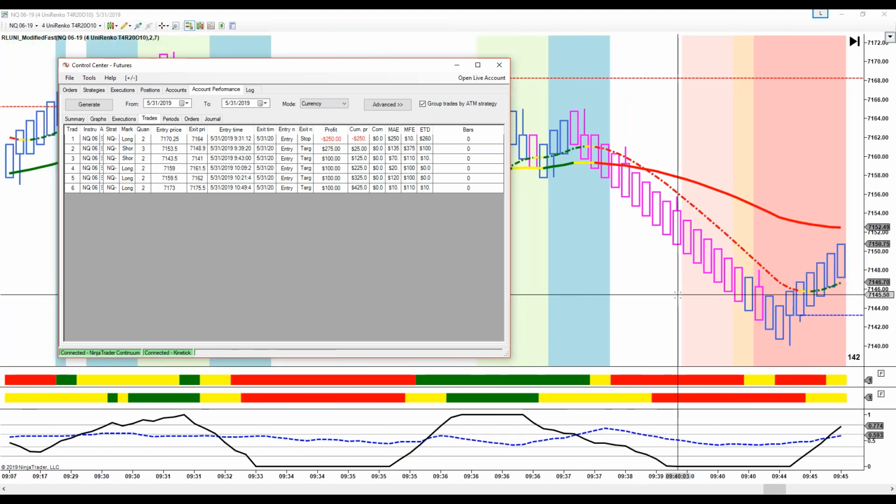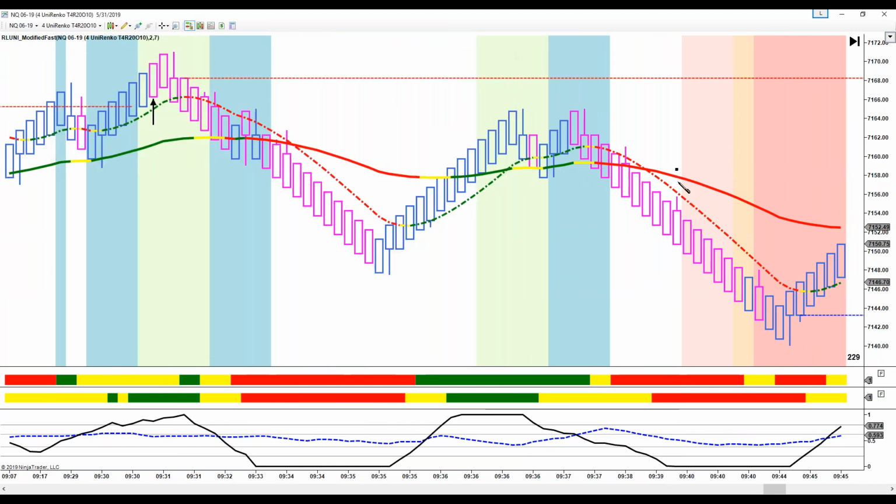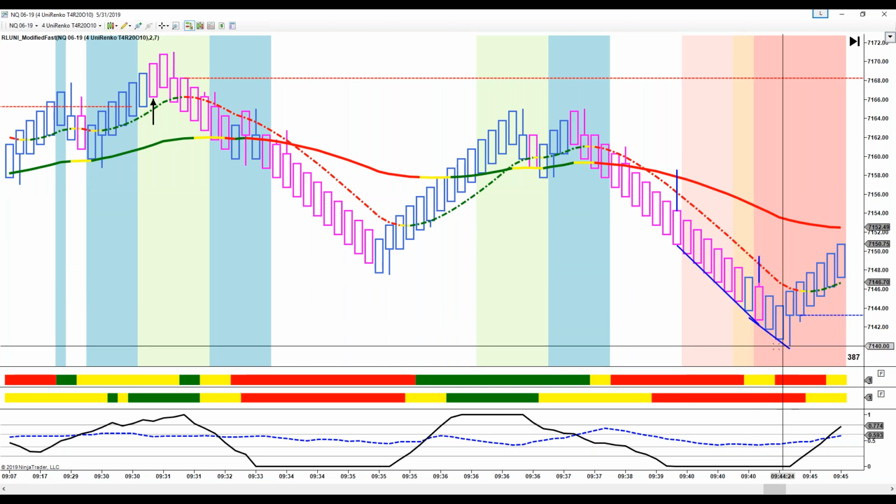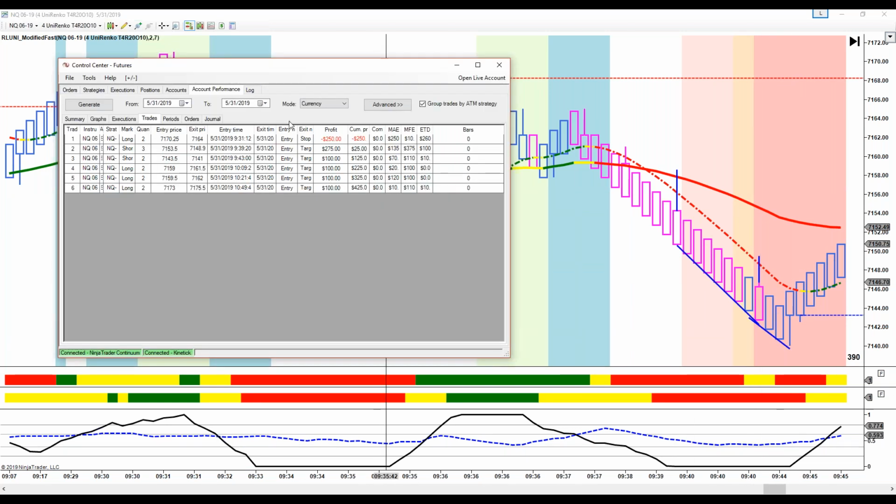Right here. And that is a gorgeous trade. And then I was out. I went back in and got another winner right here. I made 275 on the runner and scalped 100. And the rest of the trading were 3 scalp trades on the NQ.